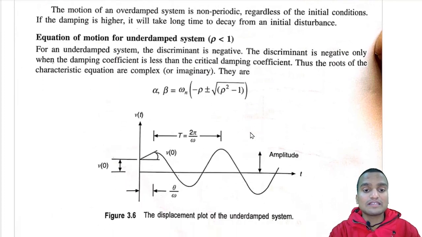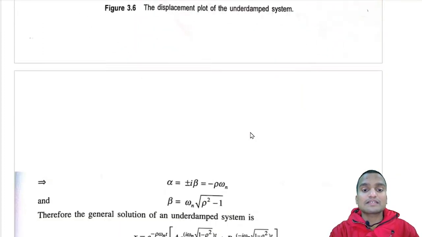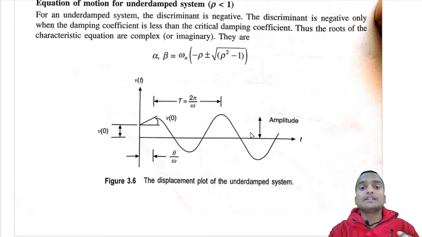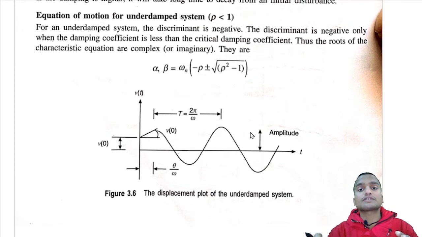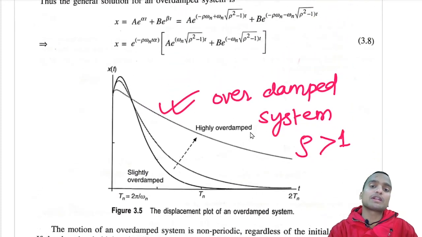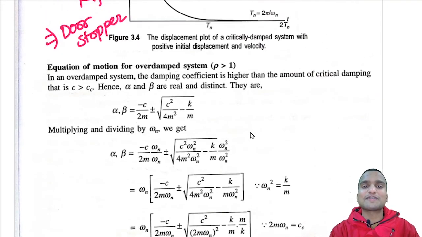And you can see this is how oscillation is happening. And of course with time the amplitude is gradually decaying, but there is oscillation happening. So this under damped system and over damped system we will see in the next video. So till then, stay tuned and stay safe. Thank you.